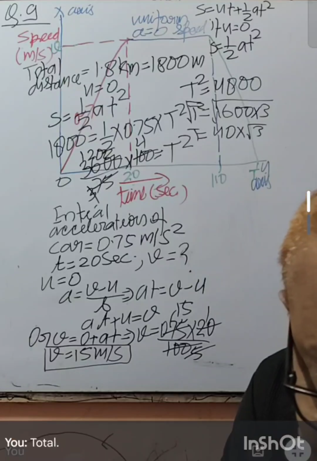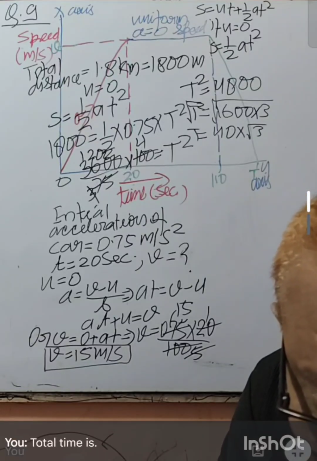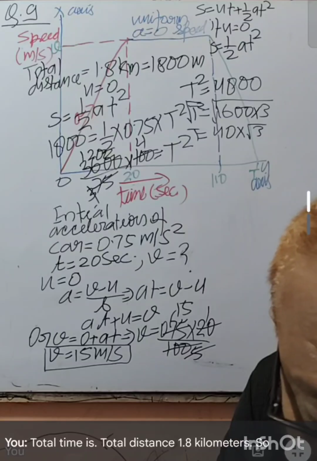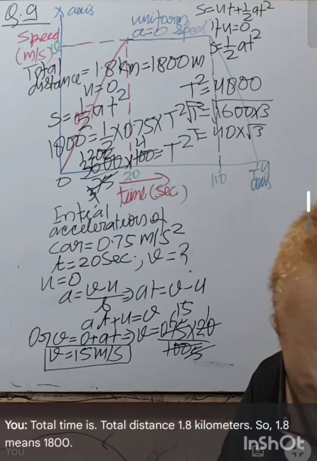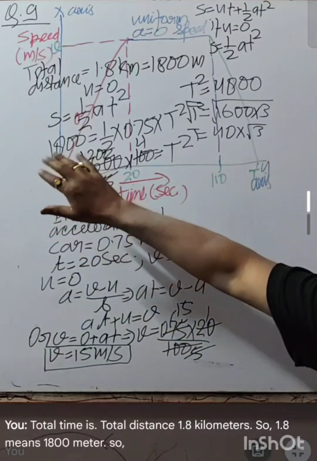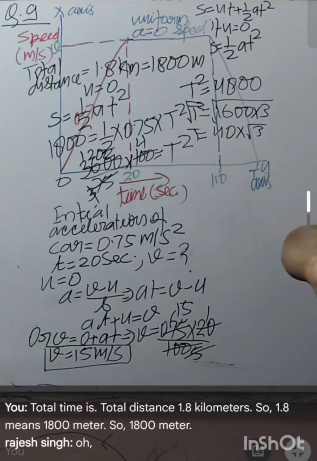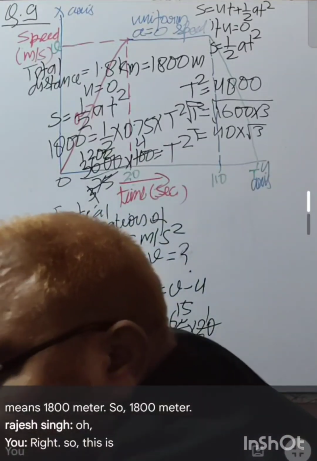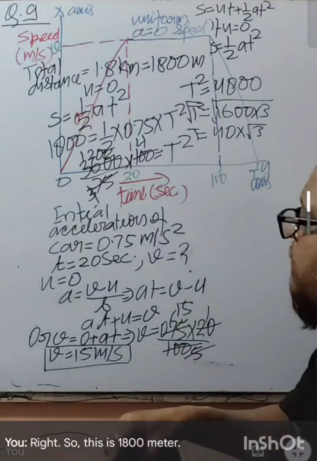Total time is... total distance 1.8 kilometers. So 1.8 means 1800 meter. So 1800 meter, right? So this is 1800 meter.